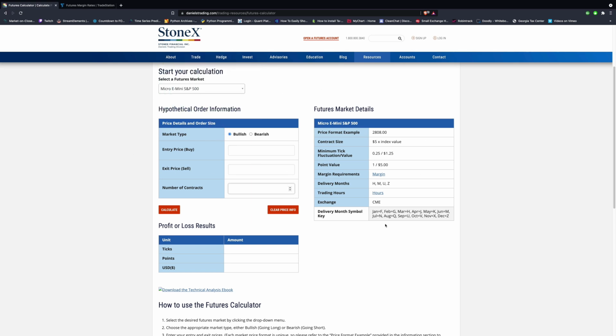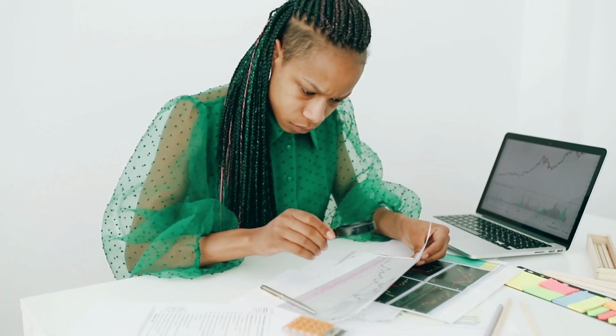Now, let's talk about contract rollover. Unfortunately, there is no mnemonic device I can give you to make you remember this. Over time, you just need to remember at least the contract rollover symbol keys and the minimum tick fluctuation of the commodity or index you're trading. That will just come with constantly trading it, constantly looking at it.